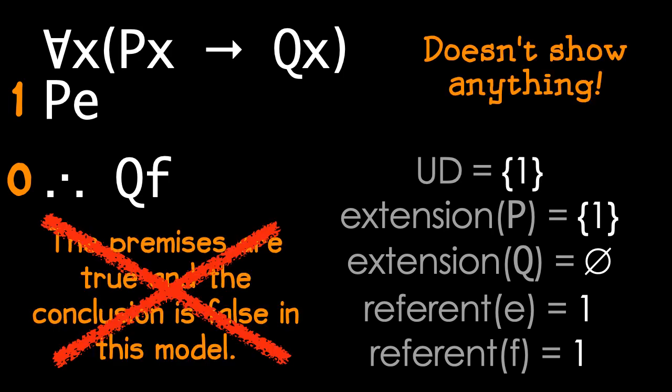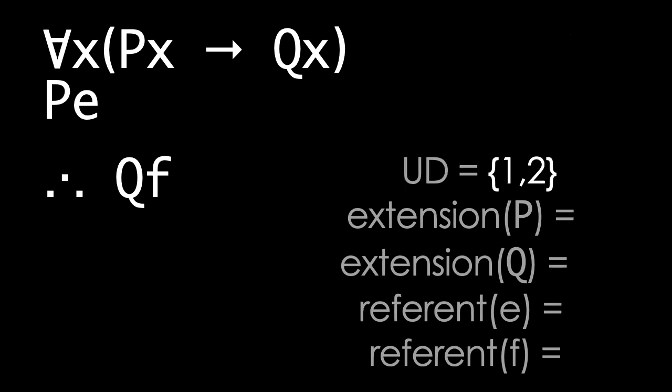So the model doesn't do what we want. It doesn't tell us whether the argument is valid or invalid. It really doesn't show anything. However, the only choice we really made was to have just one thing in our universe of discourse. So let's try again with two things. For example, our universe of discourse can be the set containing the number 1 and the number 2.